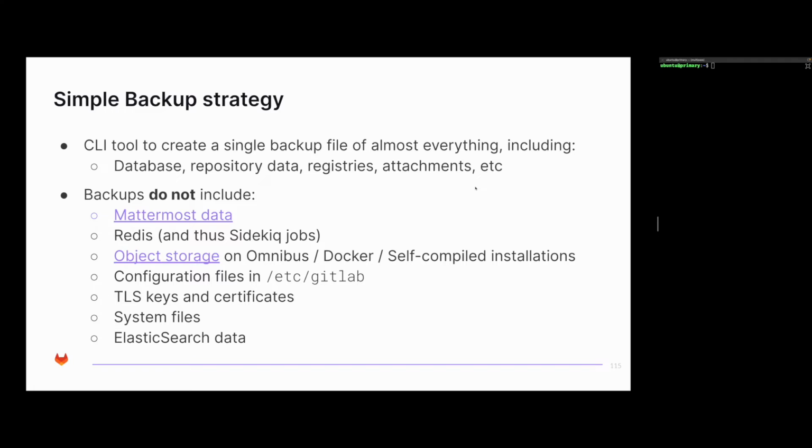Configuration files in /etc/gitlab, especially if you modify your GitLab configuration, it's important to back those up. Same goes for TLS keys and certificates. They are not contained in the backup file. Also system files, anything that has been changed on the file system outside of GitLab. And as I said, Elasticsearch indexes.